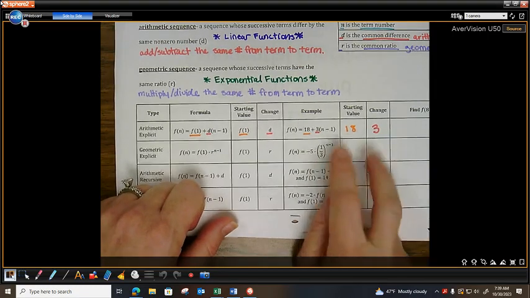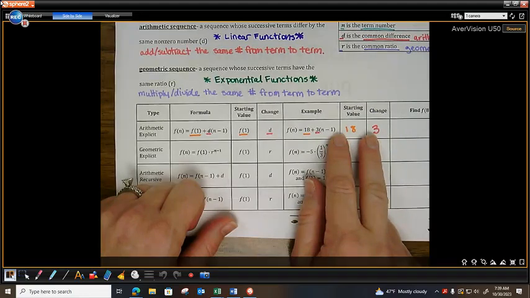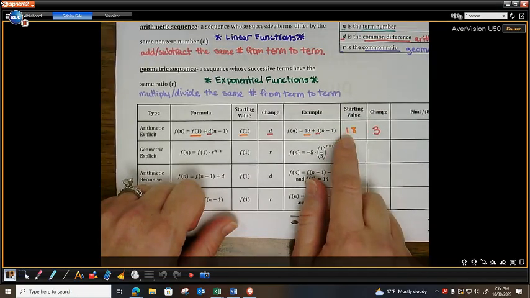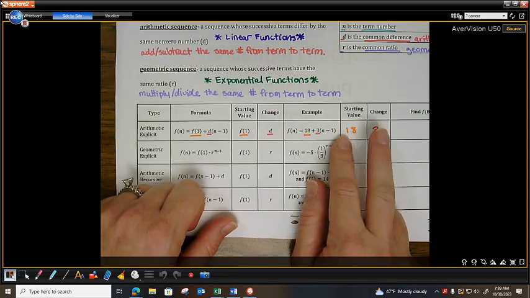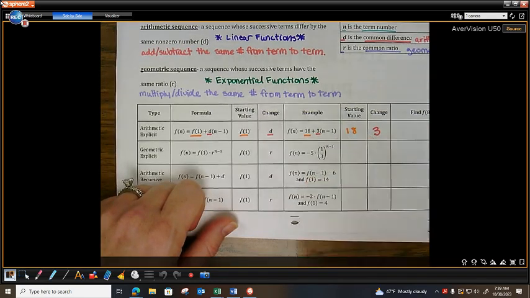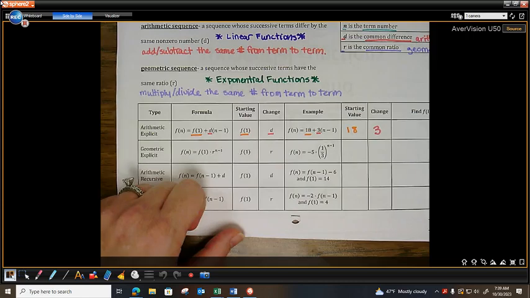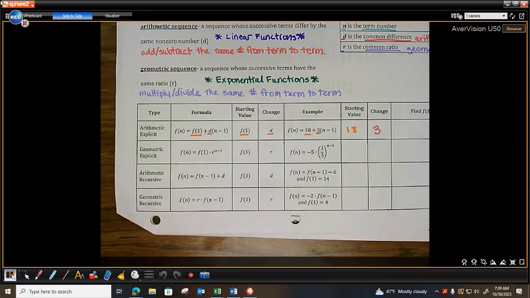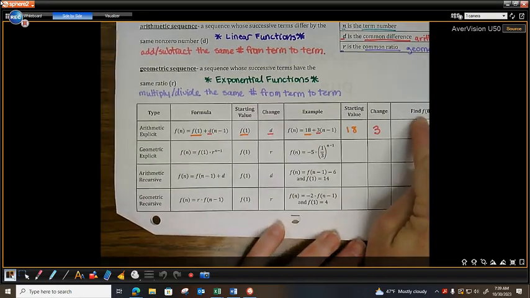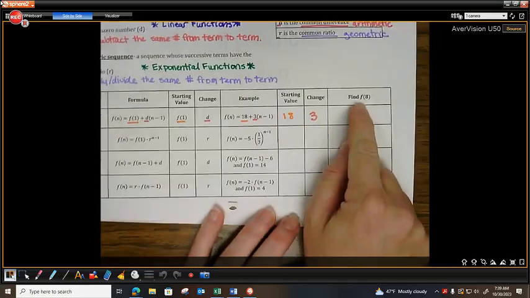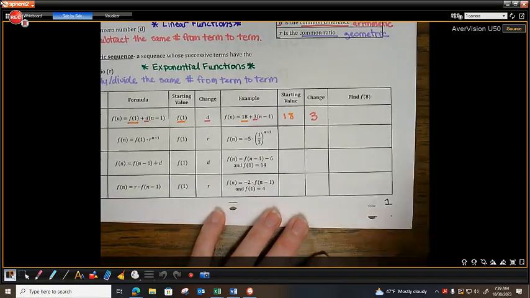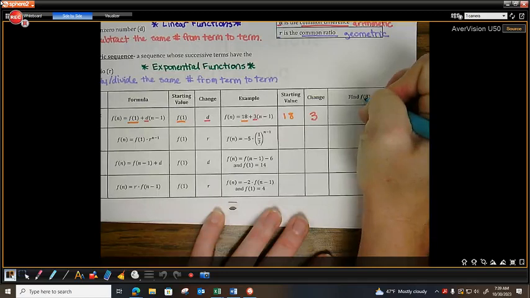Okay? These are the 2 things you have to be able to identify: your starting value, and then how you change from that starting value. If you're able to get those 2 things, you're able to continue your sequence. Okay? The next thing it's going to ask us is to find a specific value. So here it says find f of 8.